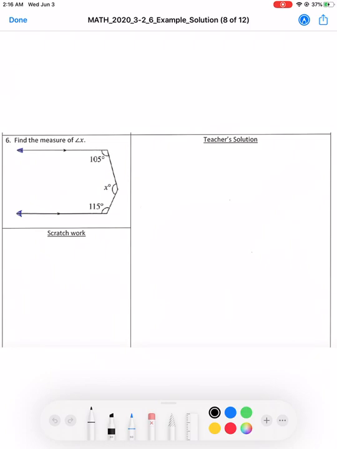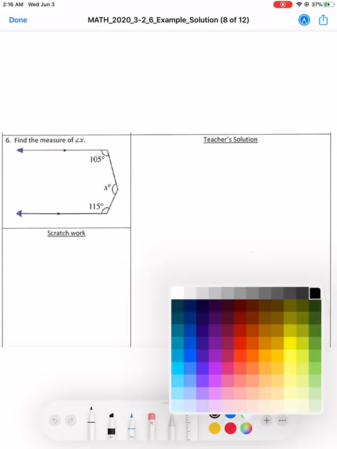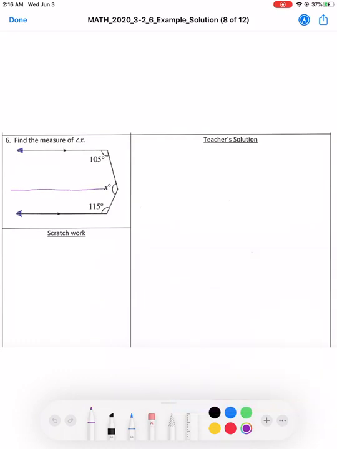Alright class, this one is number 6 on homework set 11 from 3.2. We have x in the middle and 105 on top and 115 on the bottom. So my go-to was to get the auxiliary line to go right through the middle, right through the x, and split it into two parts. Now x is split into two parts. Let's label them A and B.